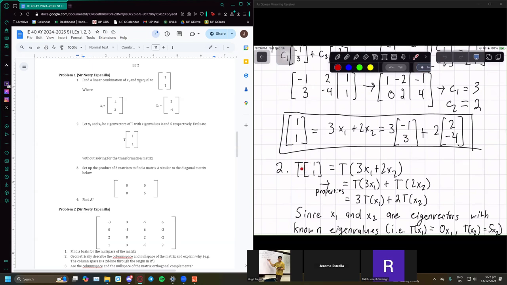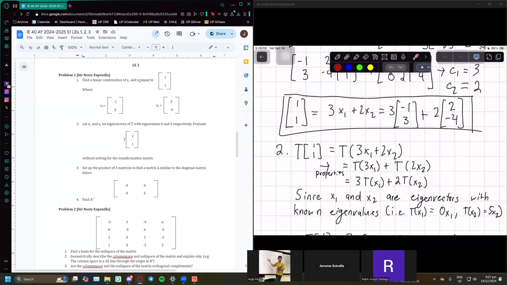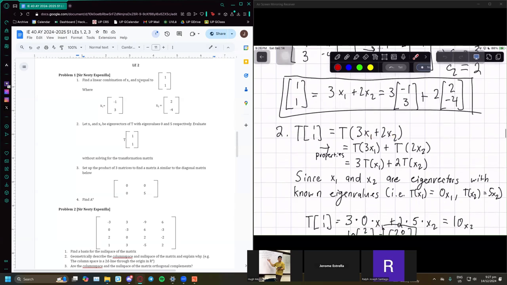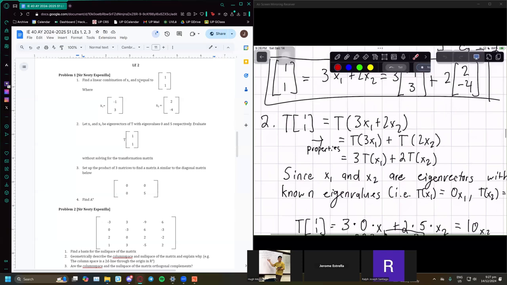So first of all, the fact that we're transforming the column vector 1, 1 is a hint that we're going to be applying what we did before, because what we did before is also related to the column matrix 1, 1. Since we're able to express 1, 1 as a linear combination of x1 and x2, we can say the transformation on 1, 1 is the same as the transformation on 3x1 plus 2x2. And then we're going to use the properties of linear transformations. It's closed under addition, so you can split this into the transformation on 3x1 plus the transformation on 2x2.